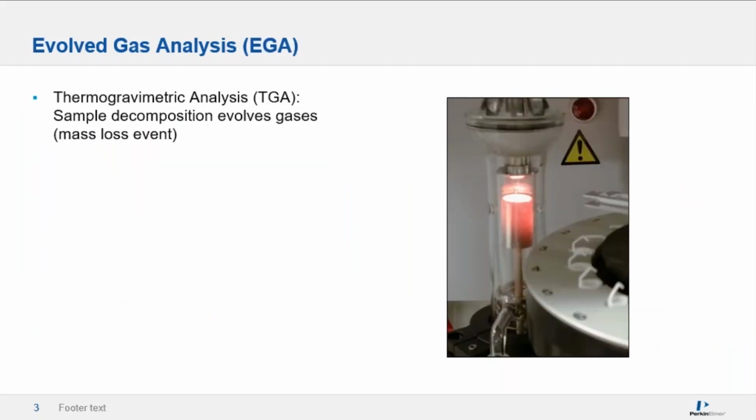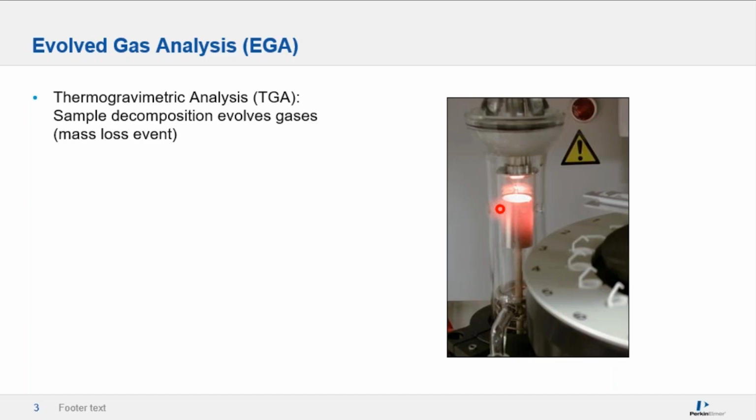So let's talk more about evolved gas analysis. The TGA, or thermogravimetric analysis, measures the change in the mass of a sample as the sample is heated, cooled, or held at a constant temperature. As the temperature of the sample increases in an inert atmosphere such as nitrogen or helium, thermal degradation occurs and gases are evolved from the sample. In this picture to the right, you can see the furnace design for our bottom-loading high sensitivity furnace, the TGA 8000. The sample is actually suspended in this furnace, so it has a very small volume and very quick heating.